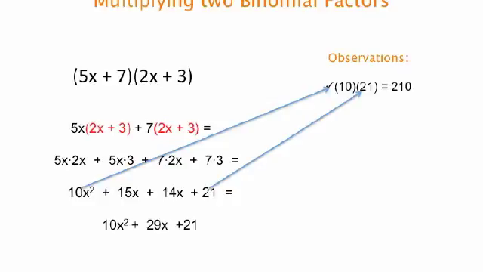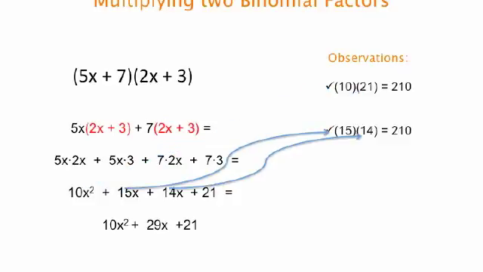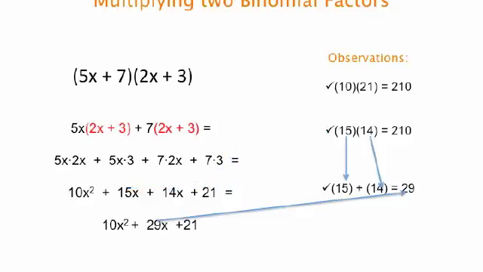Now some observations I can make are if I take that first 10, the number in front of the x squared, and I multiply it times the constant number at the end, 21, I get a number of 210. And that's the same number that I would get if I multiplied the 15 and the 14, those two middle terms. I also get 210. And this works every time when we're multiplying these types of binomials. The first two and the last number multiply to the same number as the middle two terms.